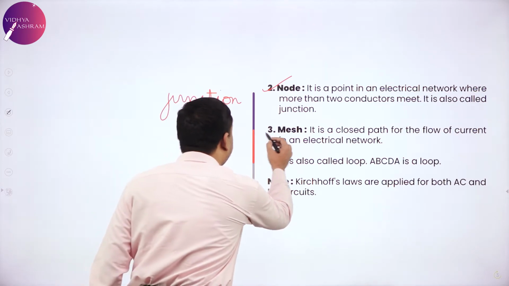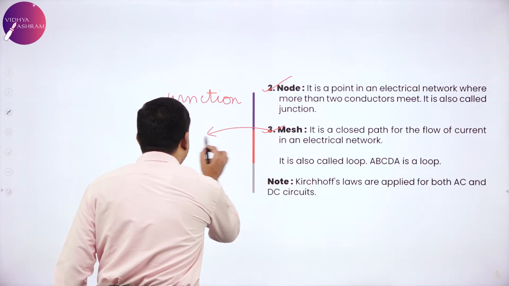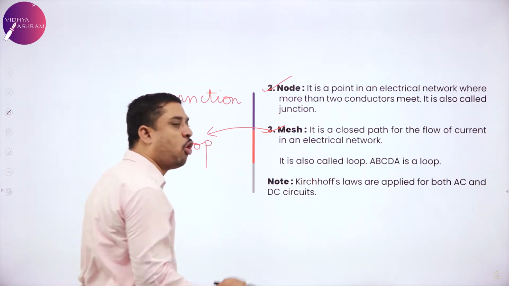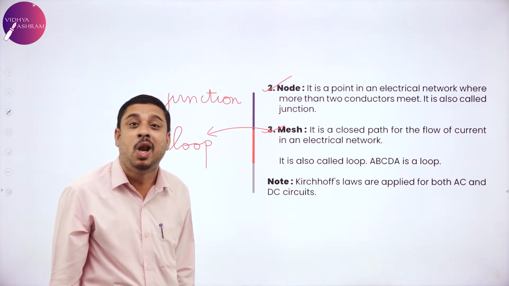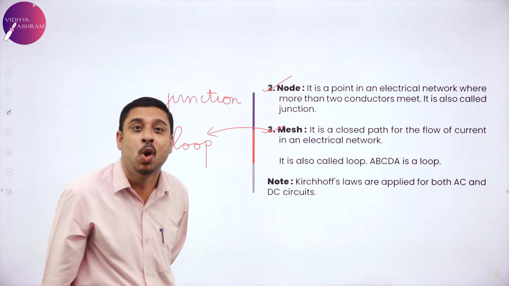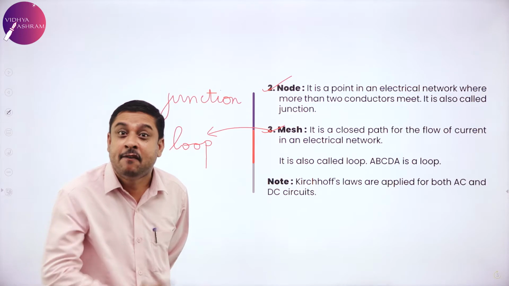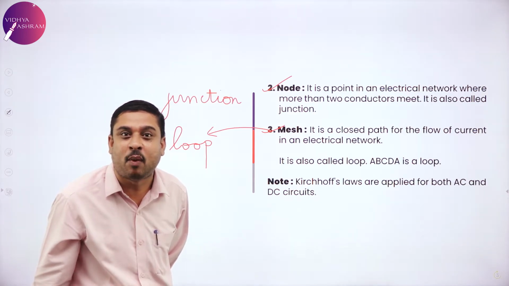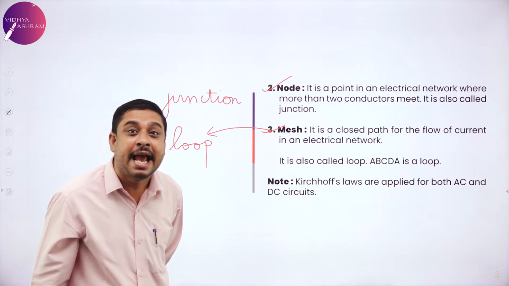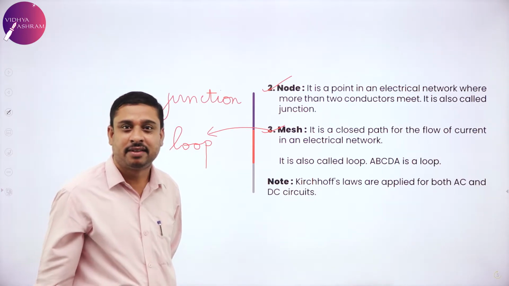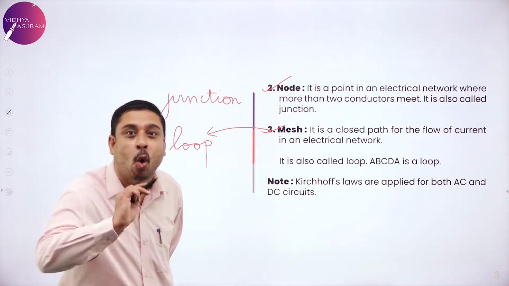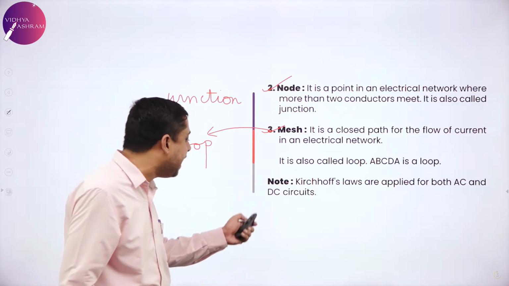Now, the third one is called a mesh, or what we also call a loop. Mesh or a loop. We put mesh on windows, don't we? Then what is a mesh in an electrical network? What do I refer to as a loop in an electrical network?